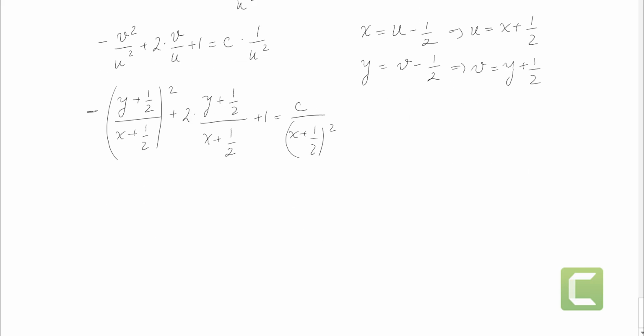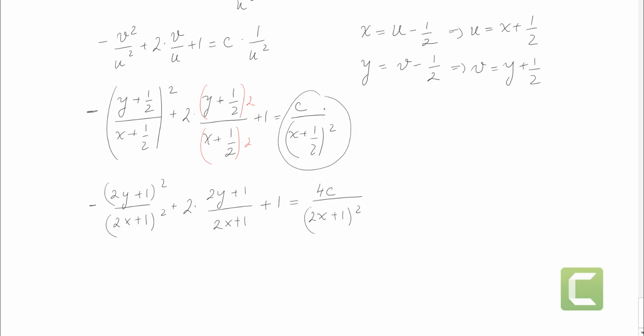Of course, this is pretty messy, so we can bring everything to the same denominator. So it's going to be −(2y + 1)²/(2x + 1)², I can square each of them, plus 2 (2y + 1)/(2x + 1). If you're wondering where the 2s went, it's as if you multiply by 2 top and bottom, and when you do that, it's like multiplying by 1. Plus 1 equals, and here I cannot just multiply by 2, so I can actually say 4c over (2x + 1)².